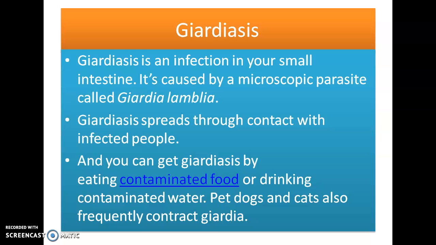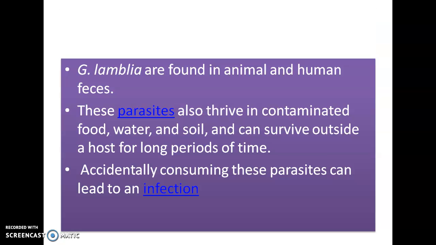Then comes giardiasis. Giardiasis is another protozoan disease, and this is an infection generally seen in the small intestine. It is caused by the microscopic parasite called Giardia lamblia, and it generally spreads through contact with infected people. You can get this disease by eating contaminated food or drinking contaminated water. Pets such as dogs are also concerned with contracting Giardia. So this is the infection found in the intestine caused by this protozoan. The causative organism is generally found in animal as well as human feces or waste material.